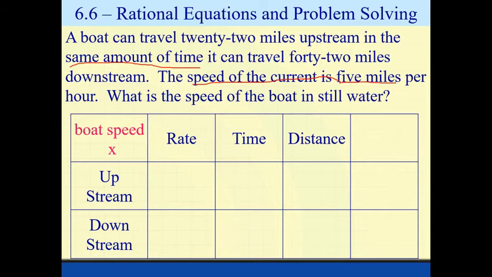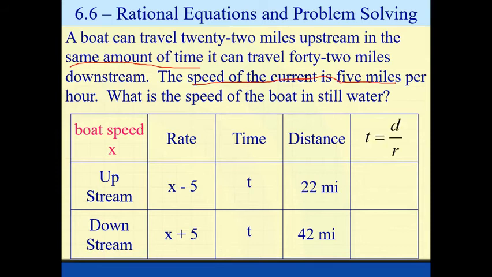And so when the boat travels upstream, it's going to be x minus the current because it's going against the current. But when it goes downstream, it's x plus 5 because that current is going to help it go downstream. Again, we have no idea about the times, but they are the same. Now the distance was 22 miles upstream and 42 miles downstream.